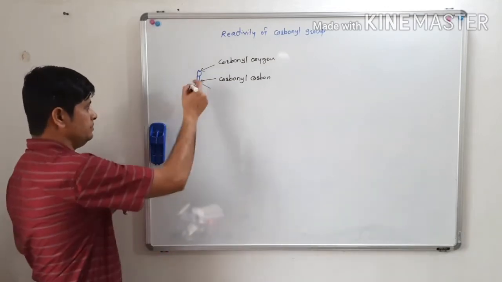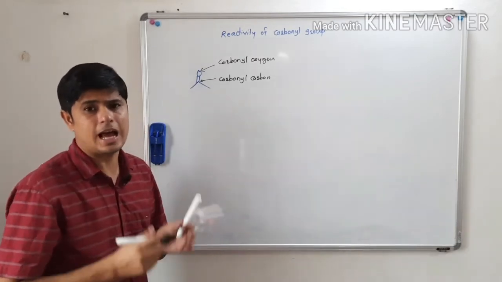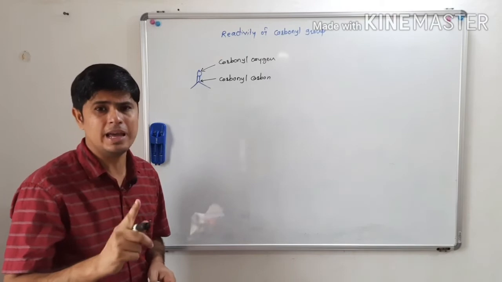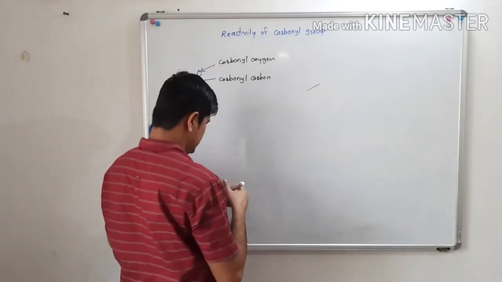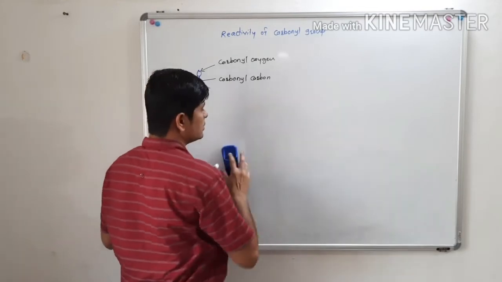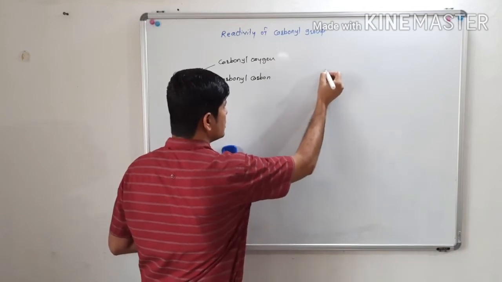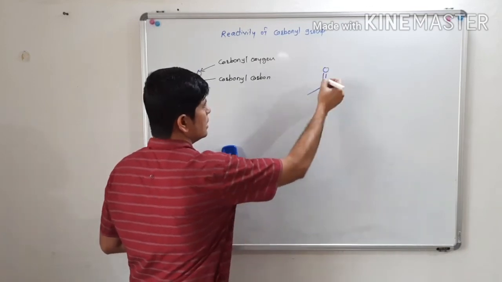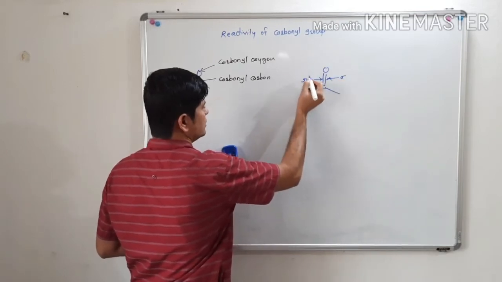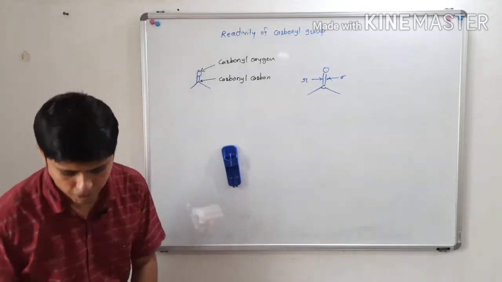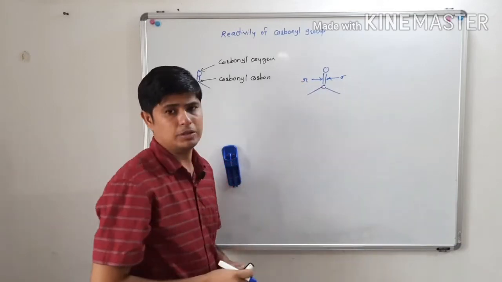If we see this carbonyl carbon and oxygen, they are bonded by what? They are bonded by one sigma bond and one pi bond. So the carbonyl group is formed by one sigma bond and one pi bond.